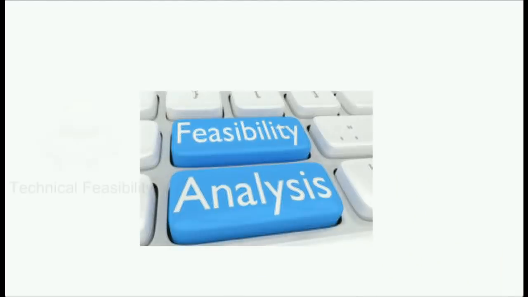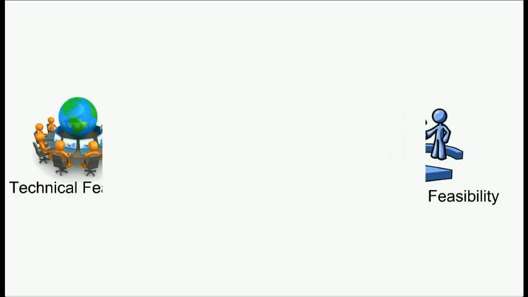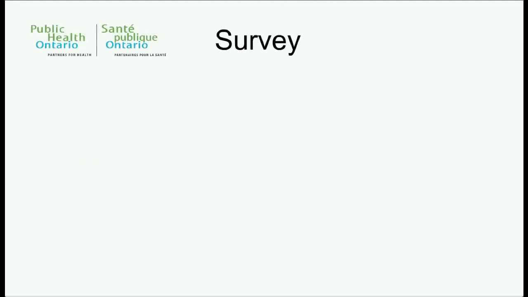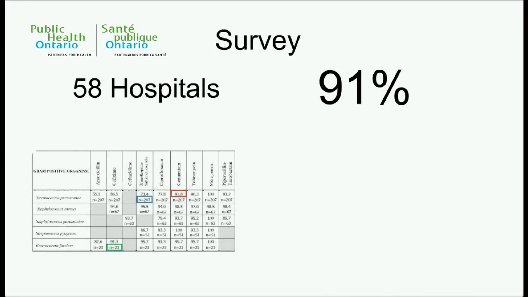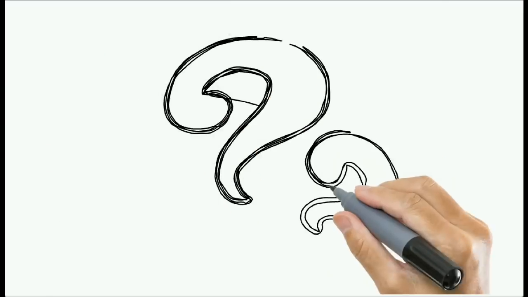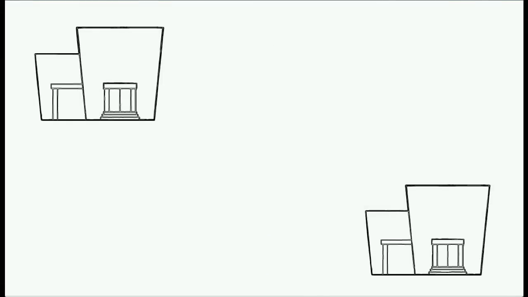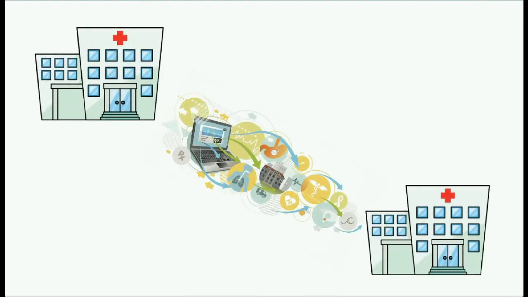The proposed solution is not only technically feasible, but also semantically. A survey conducted in 2016 by Public Health Ontario identified that of the 58 participating hospitals, 91% of them routinely built their own antibiograms. And many Ontario hospitals already have a functional clinical decision support system that supports physician e-prescribing modules. So what is the significance of these figures? Well, it ensures that most of the hospitals already have the foundation needed for a structured knowledge exchange channel.